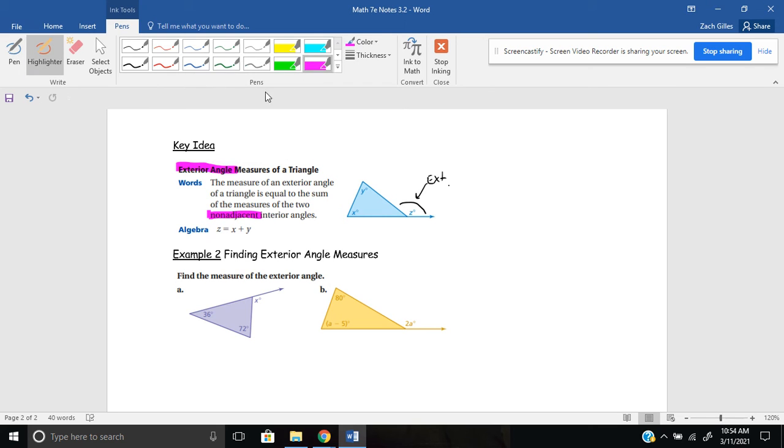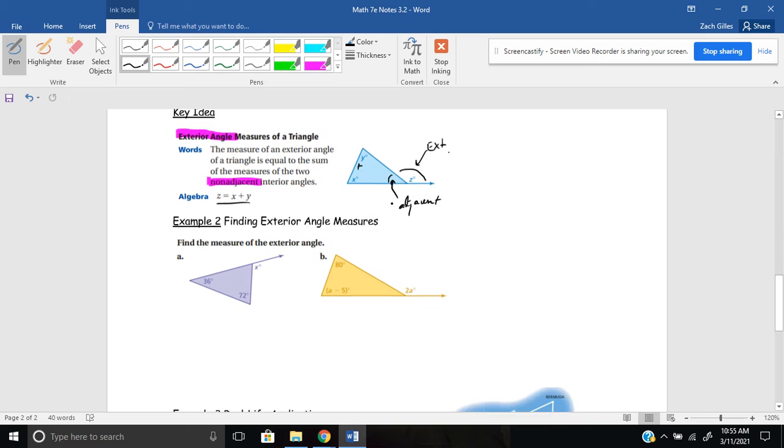Non-adjacent. So if adjacent means next to, that means that this is the adjacent angle to angle Z. This is the angle that's next to my exterior angle. We actually don't worry about this angle. What we're concerned with, or what we're using, is the two non-adjacent, so the two angles that are not next to the exterior angle. And it's the sum of those two. So if you add y and x together, that will give you z. So as they're showing here with the algebra, z is equal to x plus y.